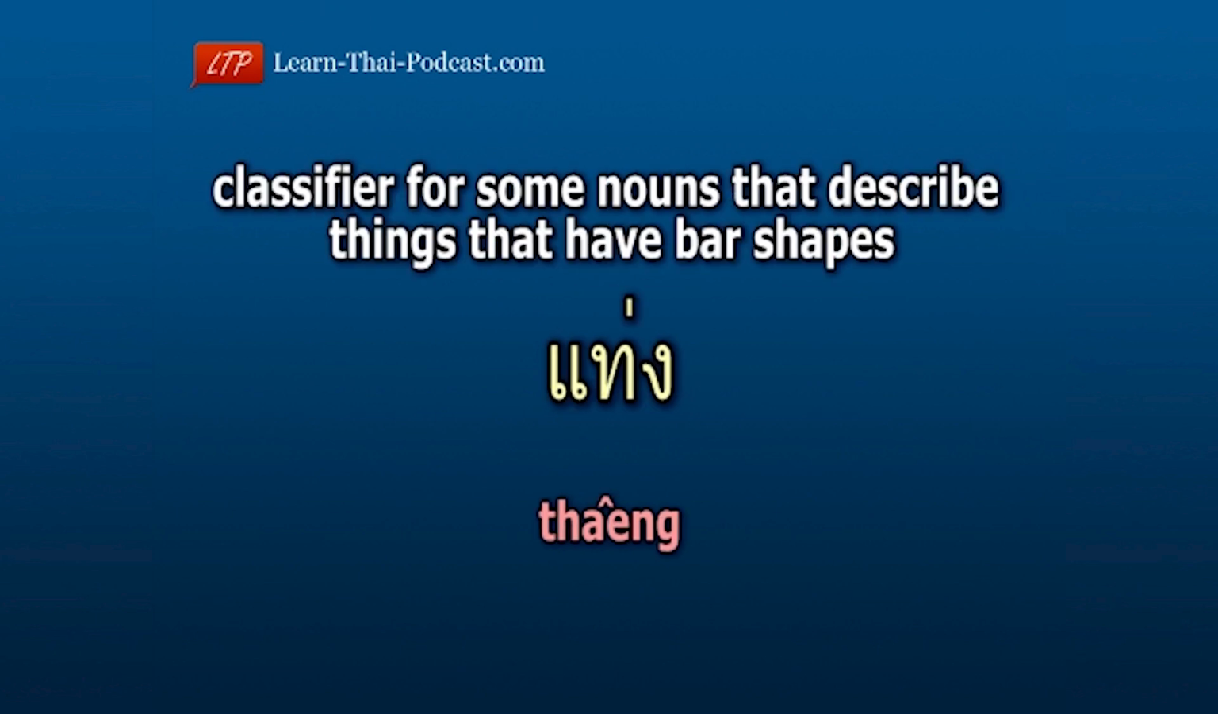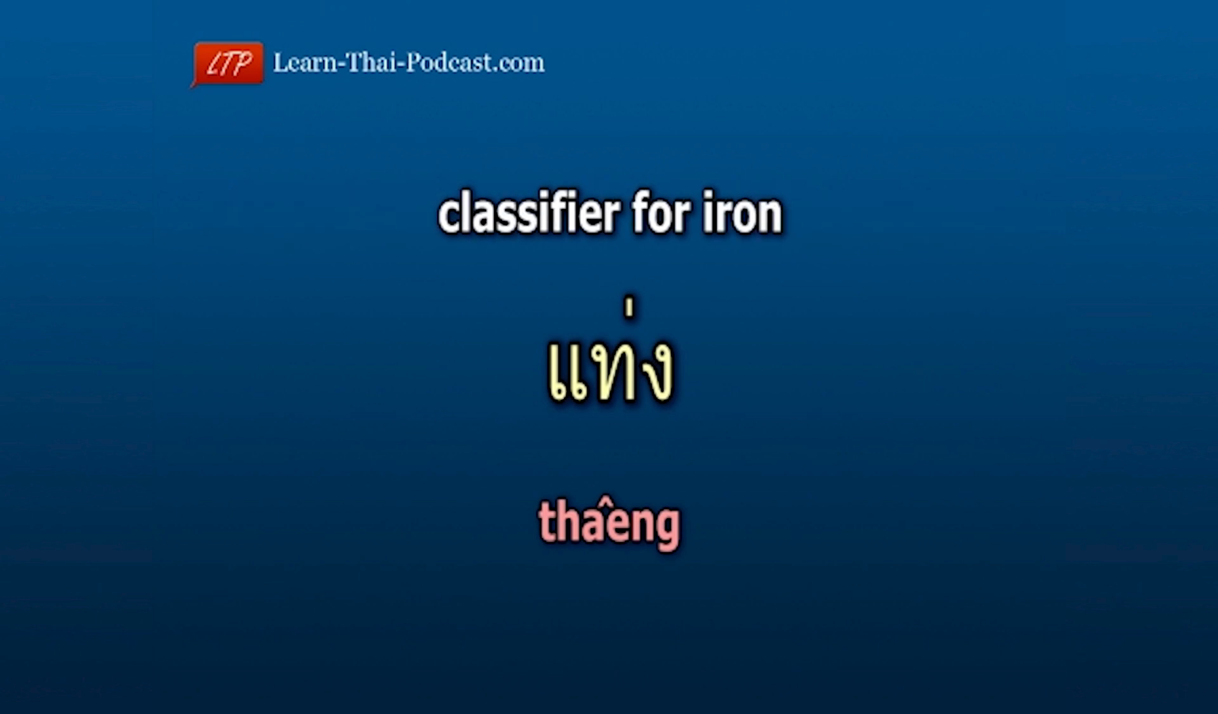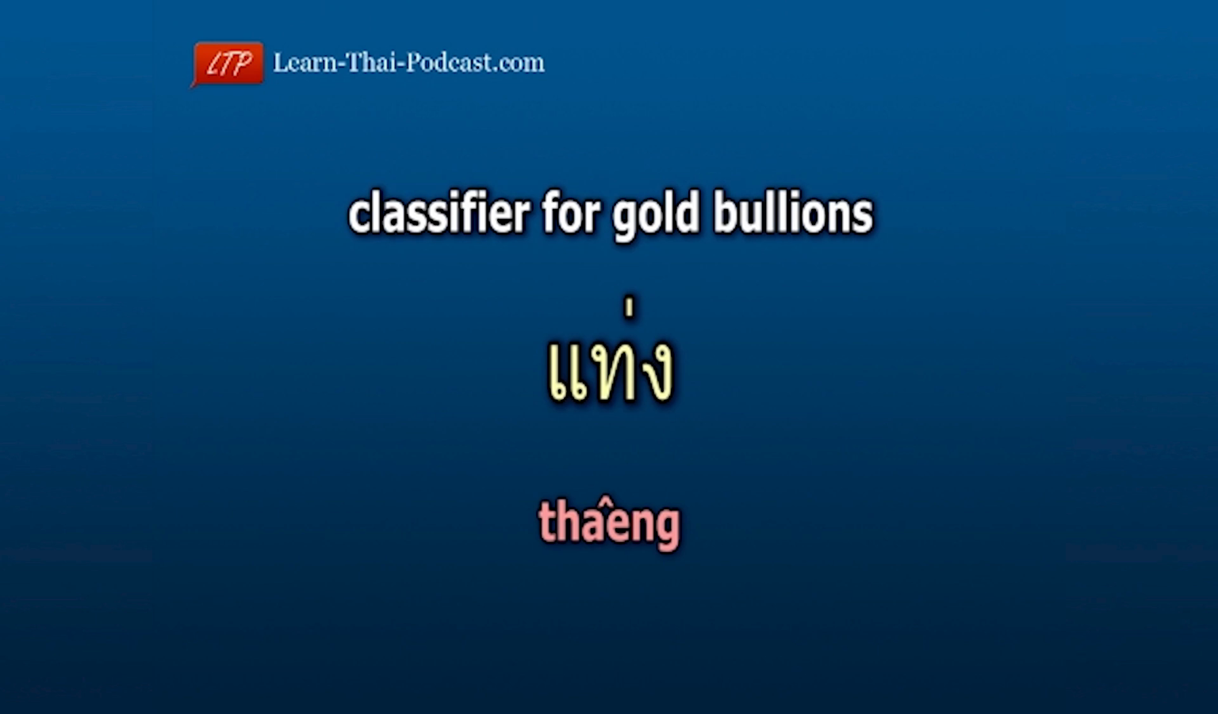Some nouns that describe things that have bar shapes use the word แท่ง as their classifier. For example, classifier for pencils or pastels or crayons, แท่ง. Classifier for iron, แท่ง. Classifier for gold bullions, แท่ง.